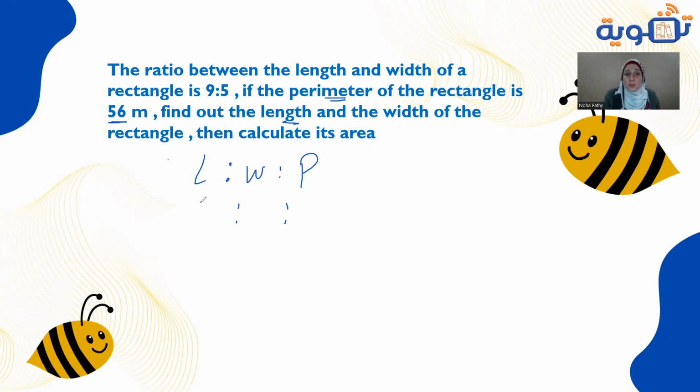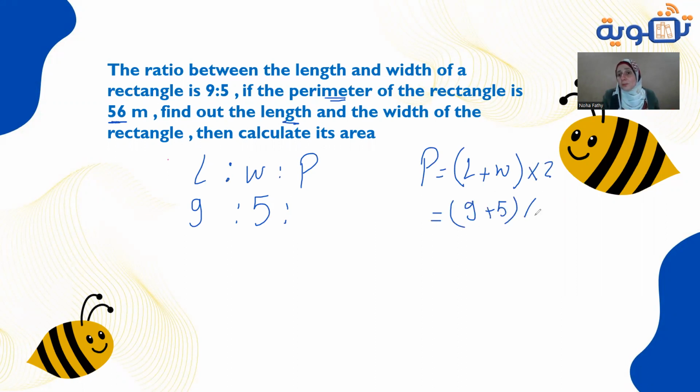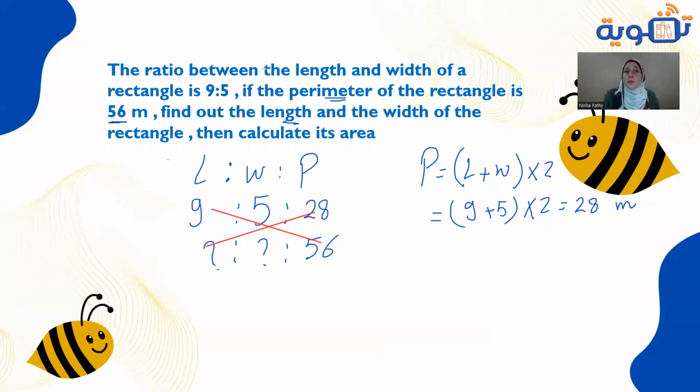So I will write the ratio 9 to 5. What is the perimeter? Perimeter, only length plus width? No, length plus width times 2. So I'll write 9 plus 5 times 2 equals 28. Then I will rewrite here the perimeter 28, and under perimeter I will put the real perimeter 56.